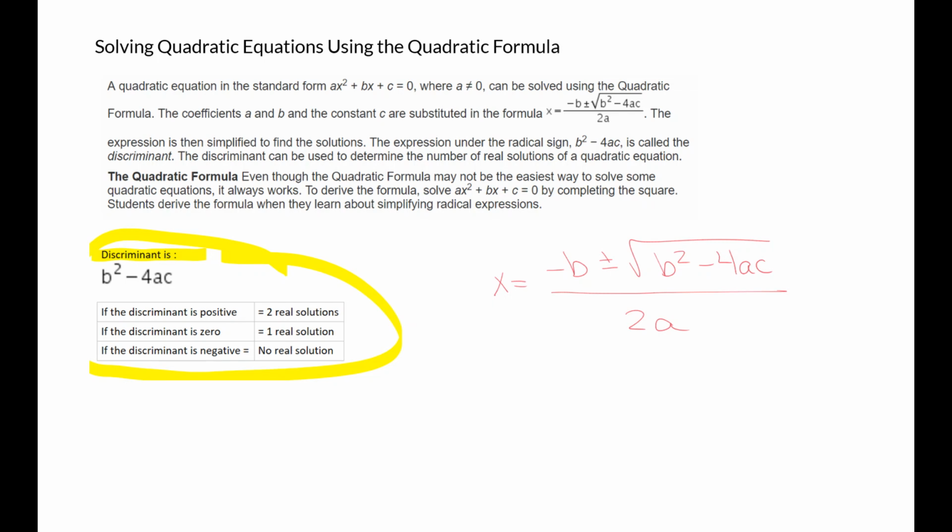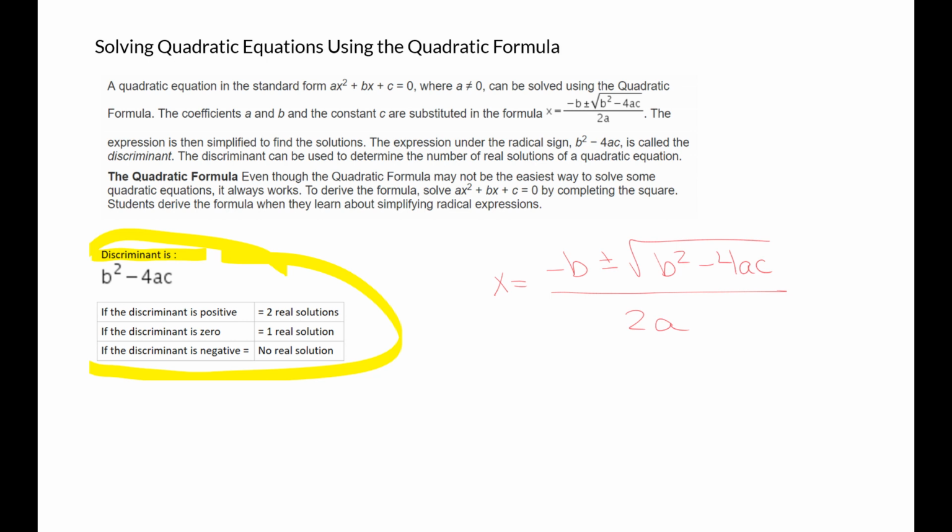We're going to be solving quadratic equations using the quadratic formula. You do have to know the quadratic formula. It's x equals negative b plus or minus the square root of b squared minus 4ac all over 2a. You also have to know that the discriminant is b squared minus 4ac. It's what is underneath the radical.